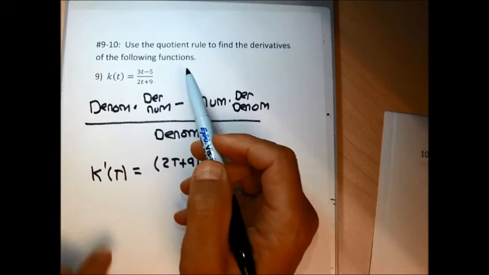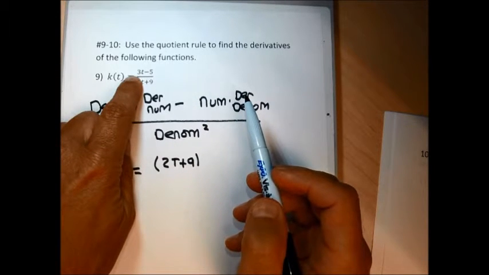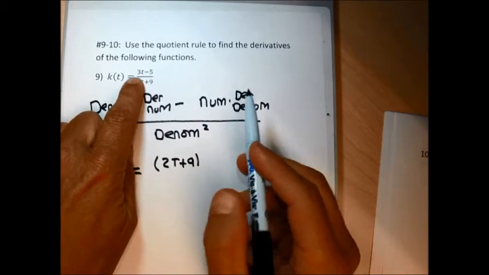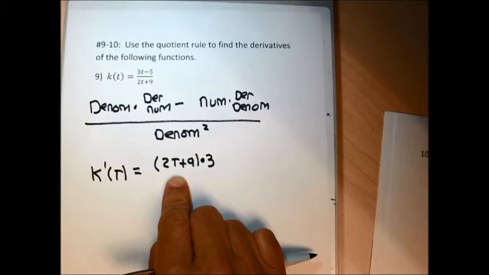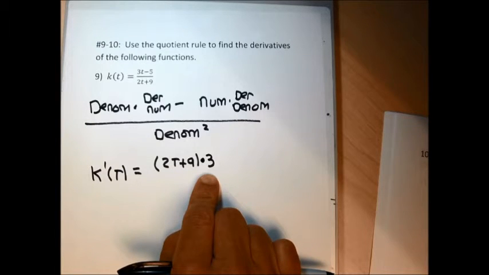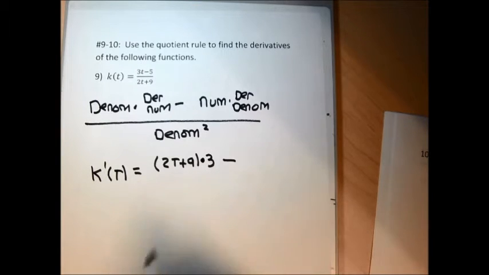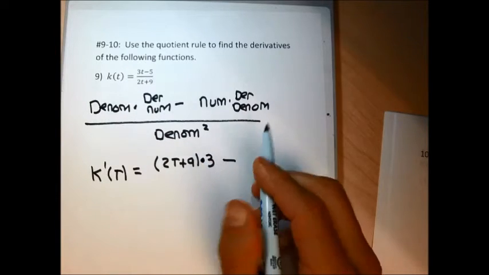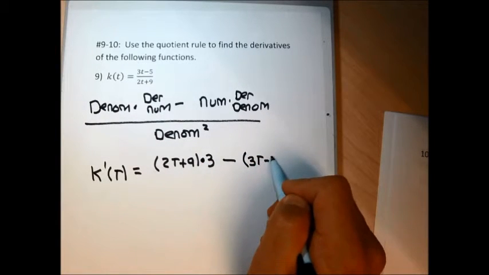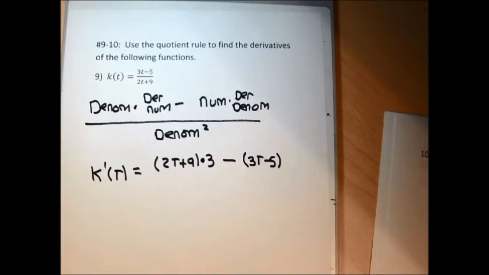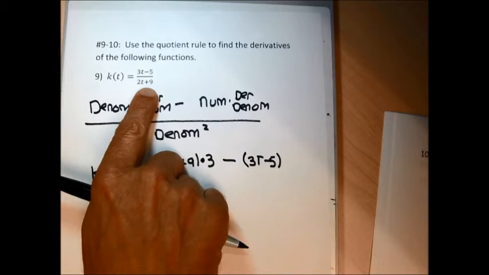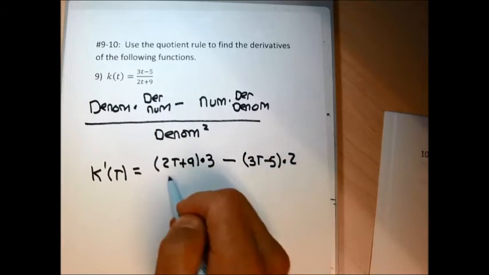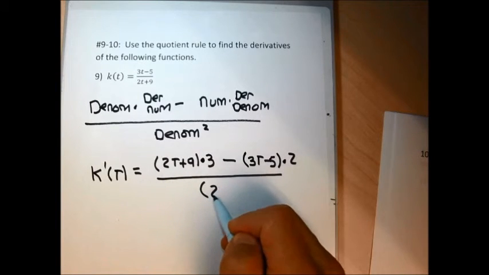And then the derivative of the numerator is the derivative of 3t minus 5. The derivative of minus 5 is 0. The derivative of 3t is 3. So this is going to be 2t plus 9, which is the denominator, times 3, which is the derivative of the numerator, and then a minus, and then the next thing I get is the numerator, which is 3t minus 5. I need it in a parentheses because it's a binomial, times the derivative of the denominator. For the denominator, the 2t has a derivative of 2, the 9 has a derivative of 0, so it's just going to be times 2. And then all over the denominator squared.